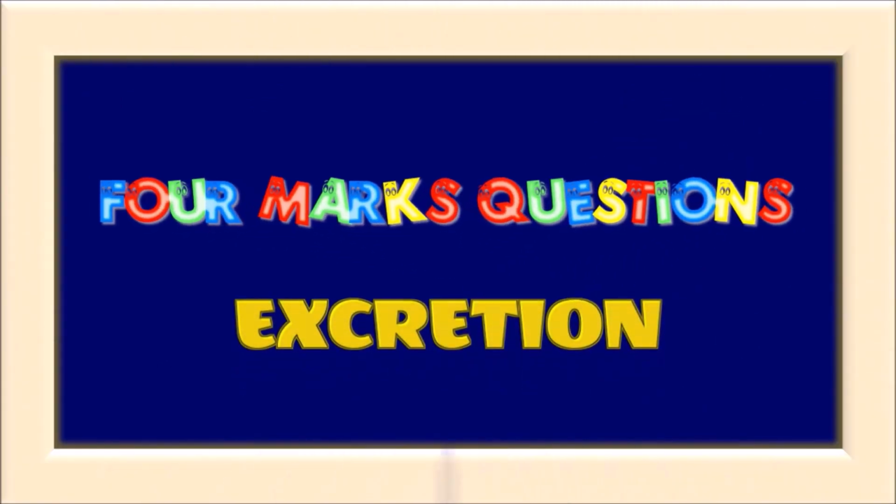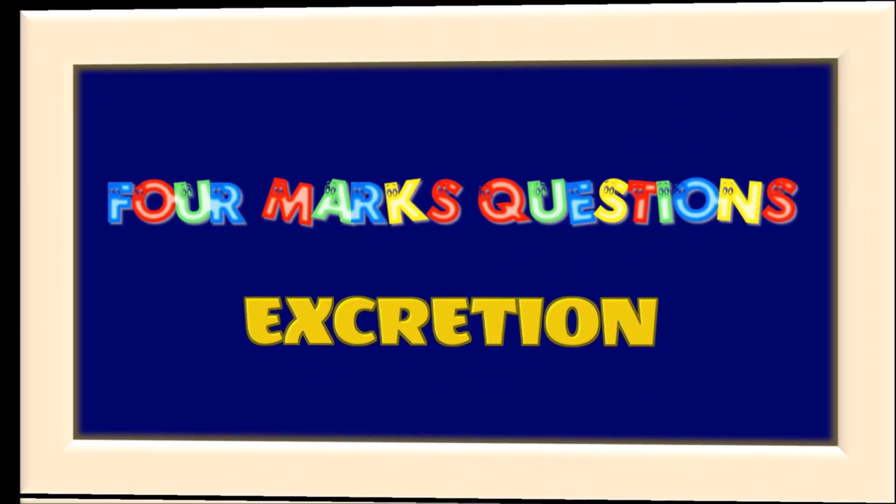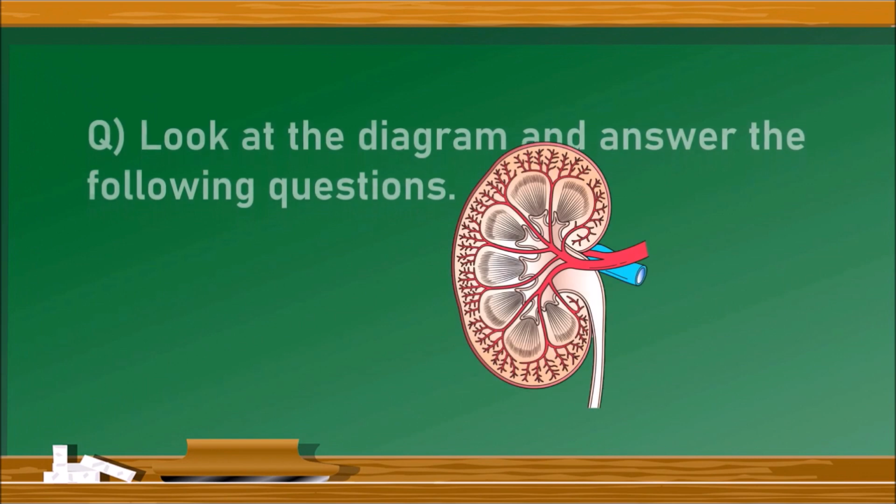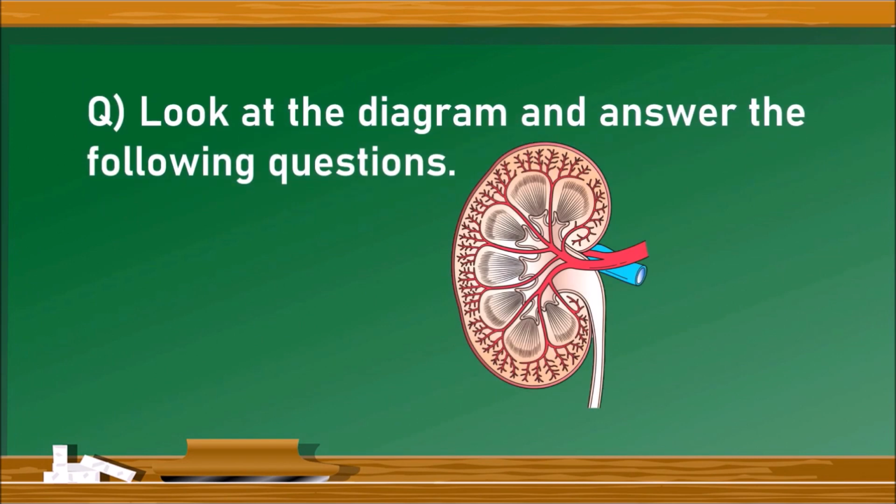Four marks questions from the chapter excretion. Let us go into the questions. The first question is, look at the diagram and answer the following questions. There is a diagram given. This is LS of kidney, followed by some questions. We need to answer them.